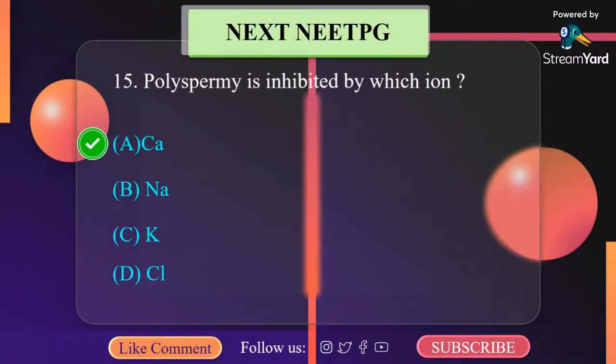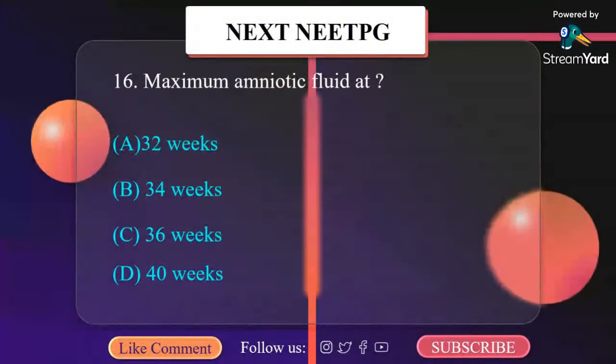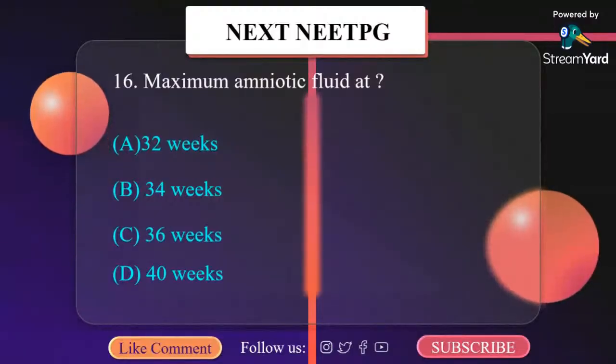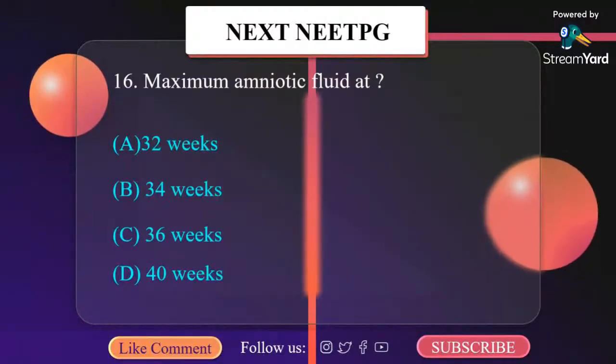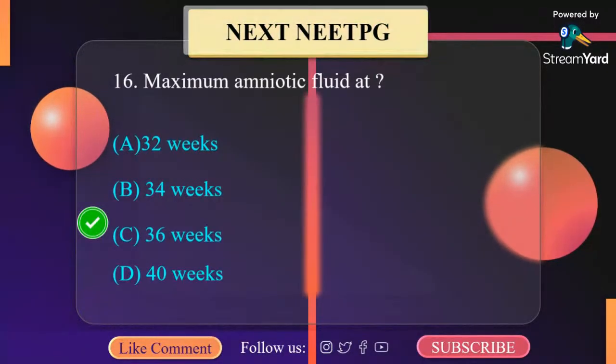Maximum amniotic fluid is at: A. 32 weeks, B. 34, C. 36, D. 40. It is C, 36 weeks.